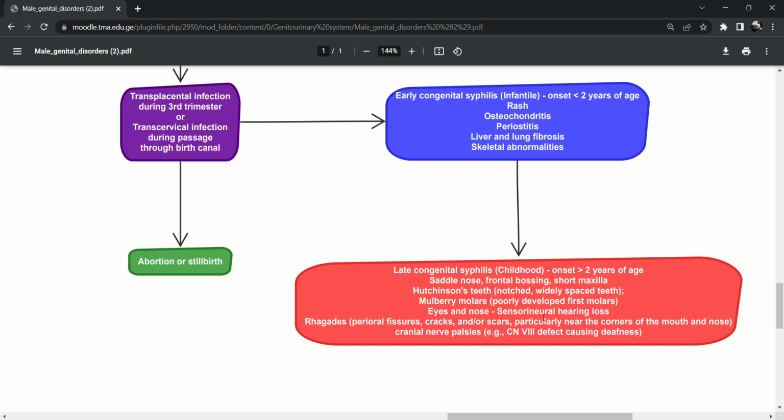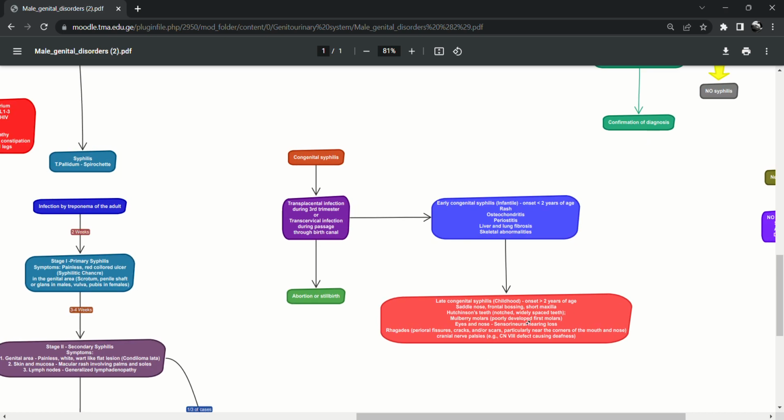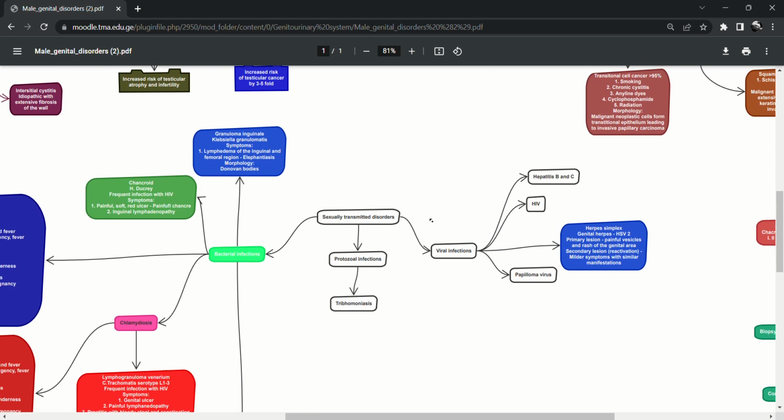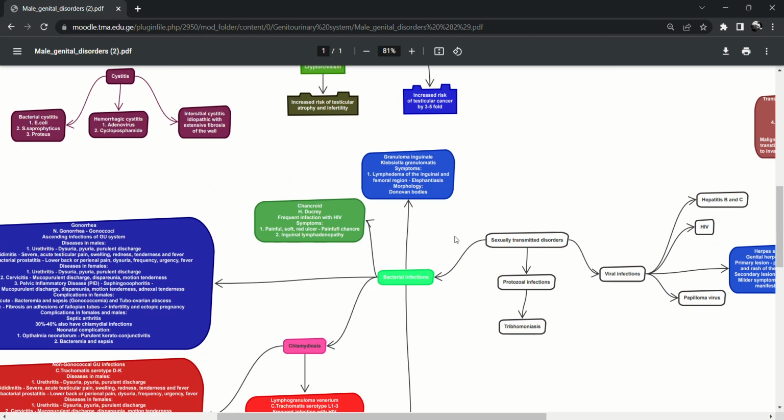Eyes, or nose, sensorineural hearing loss. Rhagades, perioral fissures, cracks, and scars, particularly near the corners of the mouth and nose. And there are cranial nerve palsies. This is a cranial nerve 8 defect causing deafness. So it's a very severe congenital disorder, right? So it's important for the mother to be aware if she's infected with syphilis and get prompt treatment.